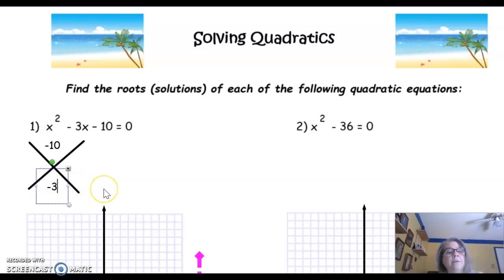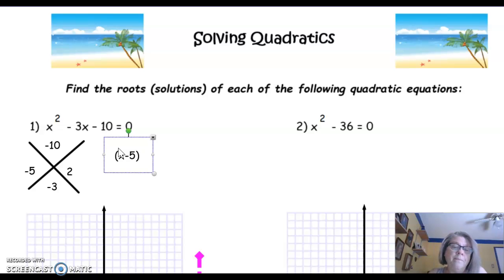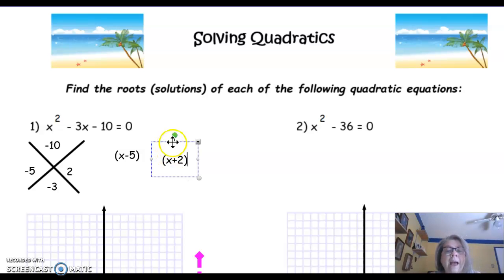And if you remember, I need factors of 10 that will subtract to give me 3, and that'll be -5 and +2. -5 and 2 is -3. So I have my factors. Over here, I'm going to put my parentheses. It's going to be x minus 5, and then my other factor is going to be x plus 2.